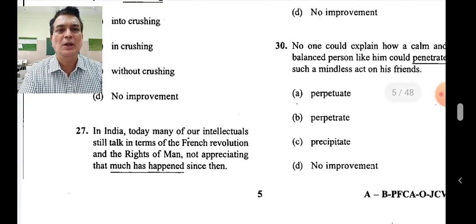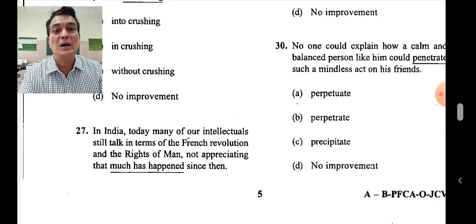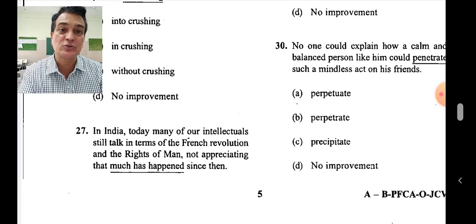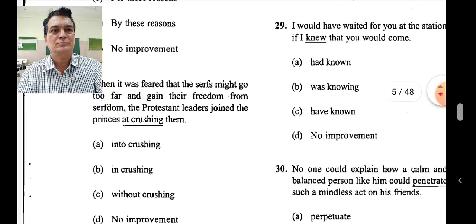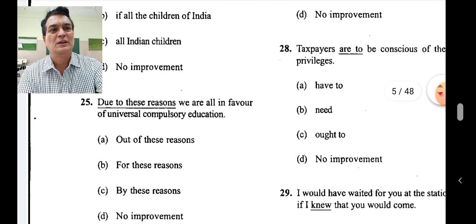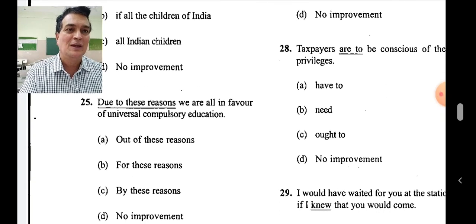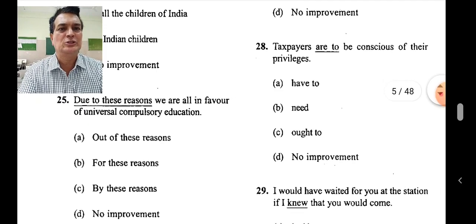And 27th. In India today, many of our intellectuals still talk in terms of the French Revolution and the rights of man, not appreciating that much had happened since then. Today, many of them are talking, but not appreciating that since then, past tense you have to use. Today we talk, but much had happened in the past. Now taxpayers have to be, must. So taxpayers have to be conscious of their privileges.